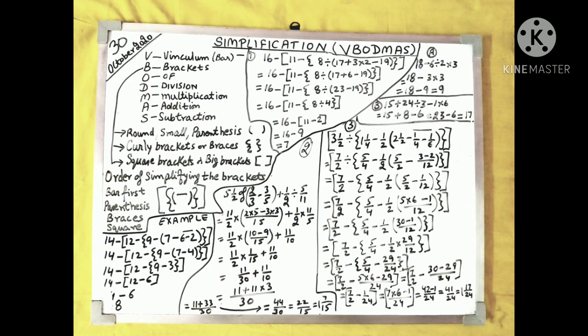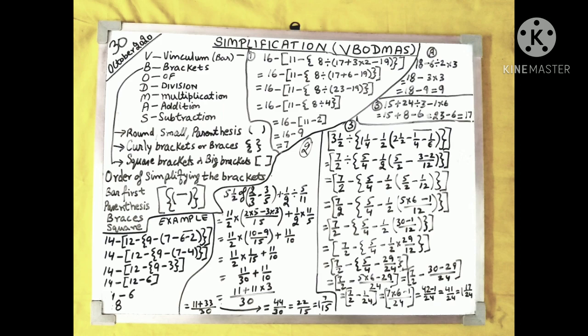Right? So in the next step I am taking the LCM and I am getting 11 by 2 into 10 minus 9 by 15 plus 11 by 10. Right? So now 11 by 2 into 1 by 15 plus 11 by 10. So it is 11 by 30 plus 11 by 10. Now take the LCM over here and the final answer is 22 by 15 which can be written as 1 and 7 by 15.